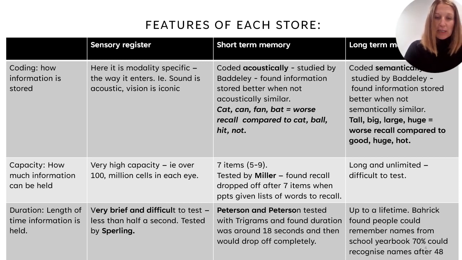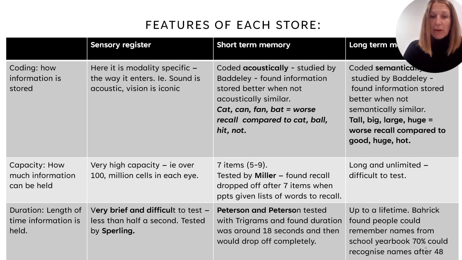So Peterson looked at short-term memory duration, and they said it was around 18 seconds. He did that by testing trigrams, which are 3 consonants, and the length of time would get longer and longer with an interference task, so they couldn't rehearse it. And he found that after about 18 to 30 seconds, the recall dropped off quite considerably. So just remember that, 18 to 30 seconds duration for short-term memory.